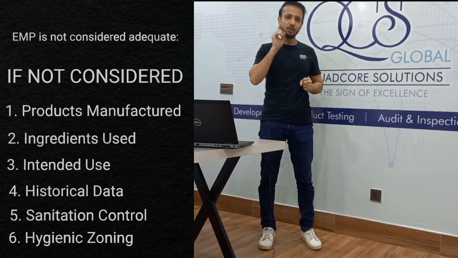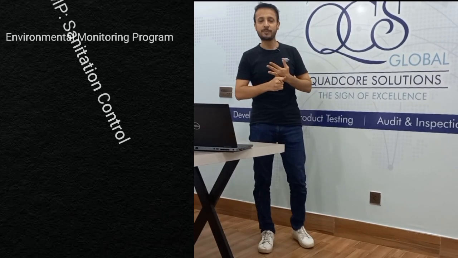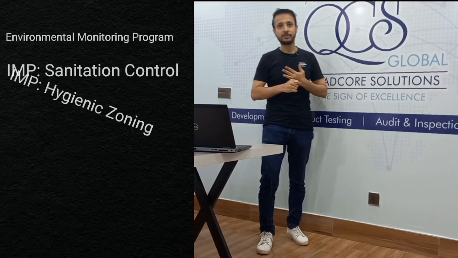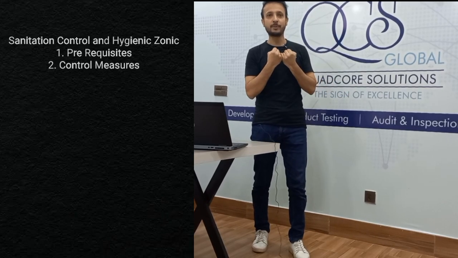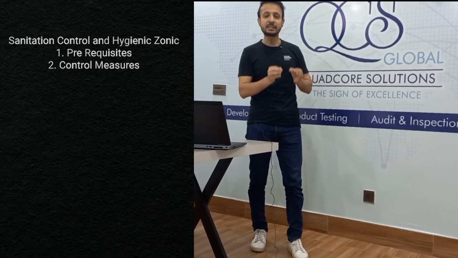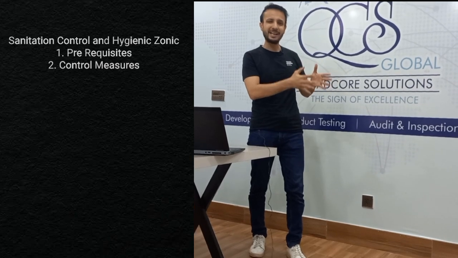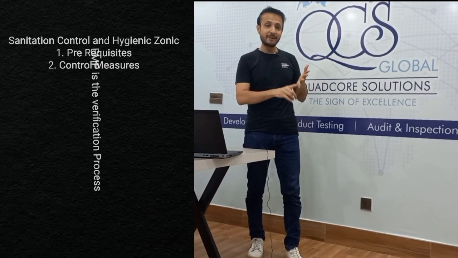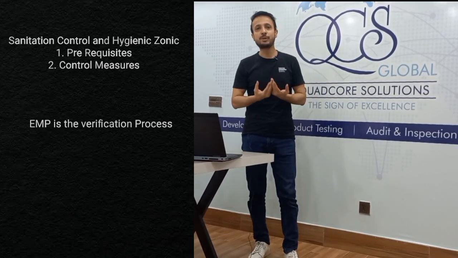So it means the most important thing in developing an environmental monitoring program is to check your current sanitation practices and hygienic zoning. It means that sanitation control and hygienic zoning are the prerequisites of environmental monitoring program. Sanitation control and hygienic zoning are the control measures, which means to reduce, prevent or eliminate hazards from the environment, whereas environmental monitoring program is the verification process.